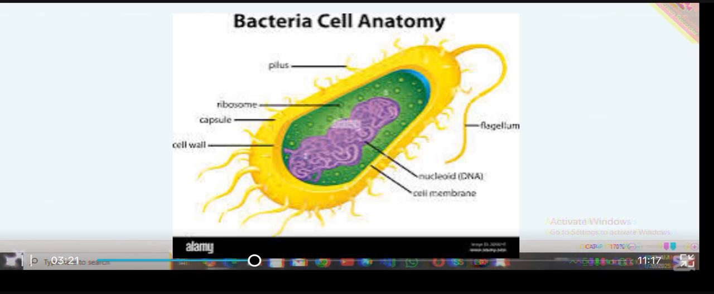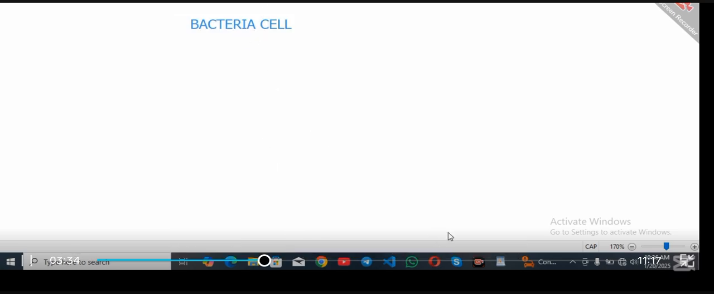So now that we are done with the bacteria, I'm going to classify cells into two major types. Classification of cells: there are two basic types of cells. First we have prokaryotic cells, and we have eukaryotic cells.